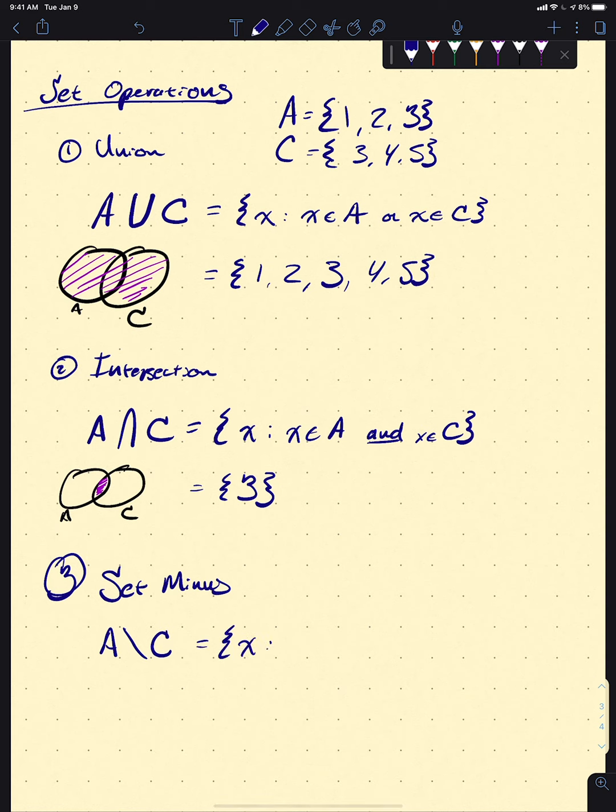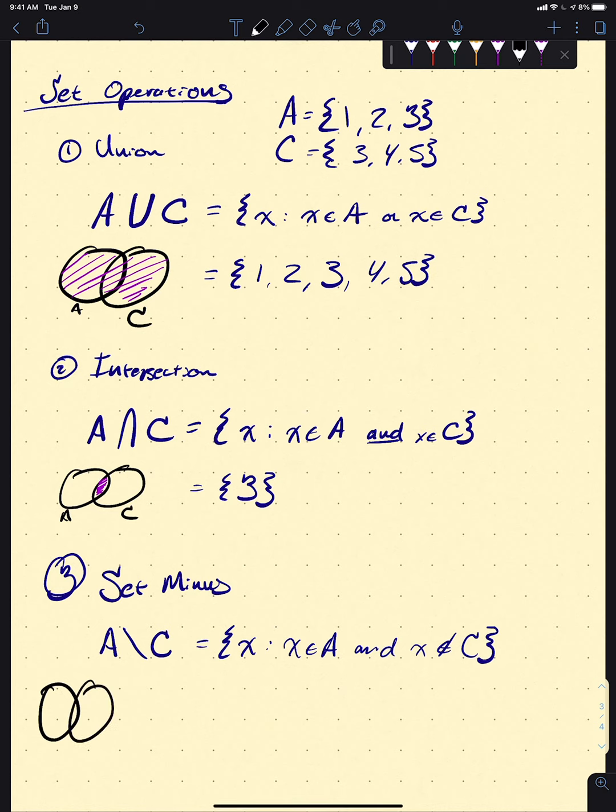that looks like x, where x is in A and x is not in C. So this is A minus C. Let me actually change this to a brace. And if we look at our picture, we have A here, we have C here, and A minus C is everything that's in A minus everything that's in C. So notice that this little part of the intersection is not in this new set.